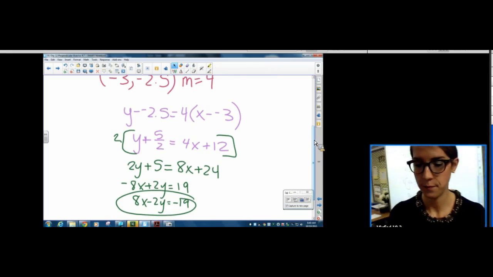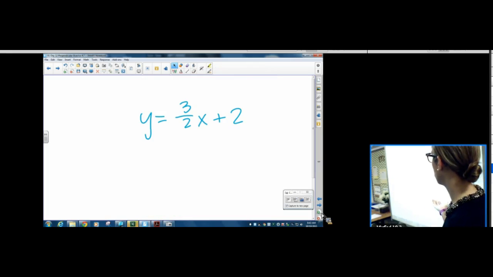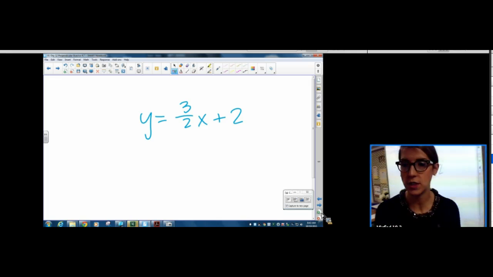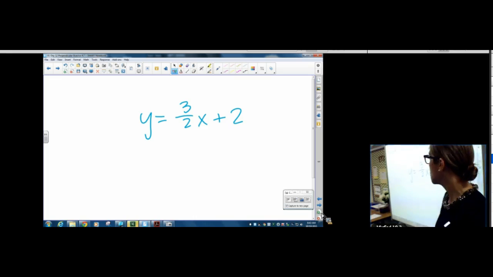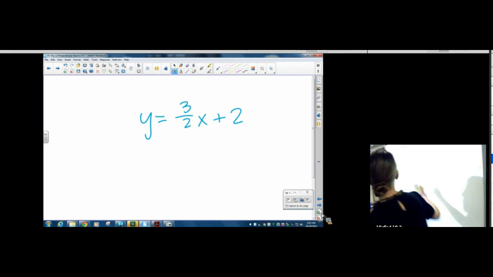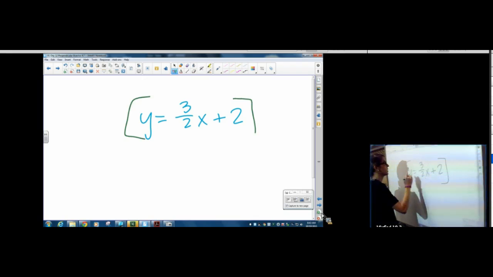Did I lose anybody? All right, I was asked just to take an equation in slope-intercept form and move it to standard form. So let's do that. You can do this many different ways in many different orders, but I like to get rid of the fractions first. So I would get rid of the fraction first by multiplying everything by 2.